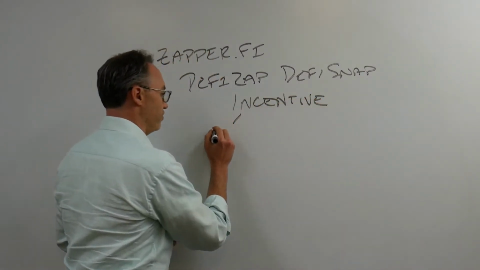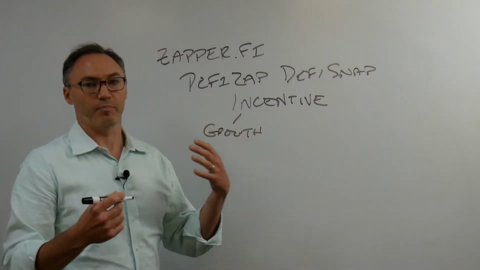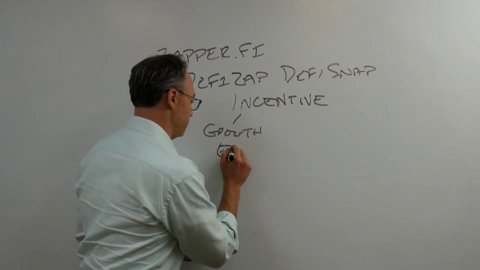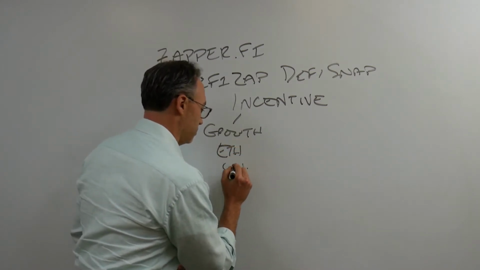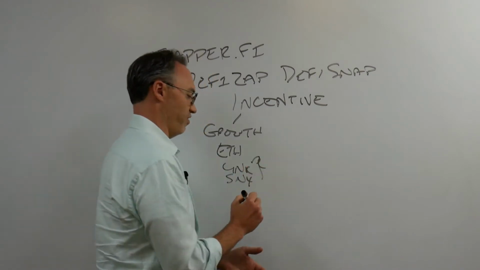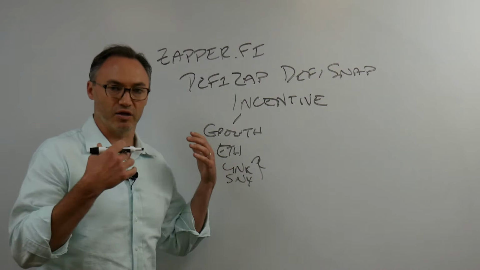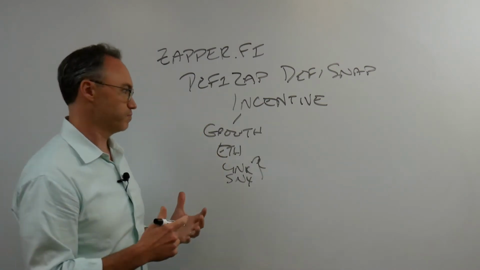Okay, so you have obviously growth, which is almost like a buy and hold. I just want to buy ETH or buy Link or Synthetics or something and just watch them go up in value. Okay, that's one way to just grow your assets: I just want to buy it and hold it in my wallet and watch it grow.